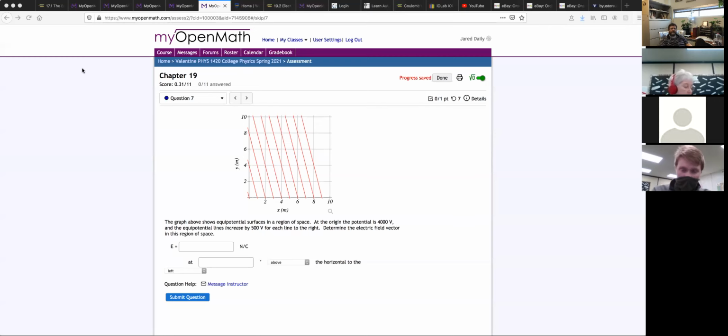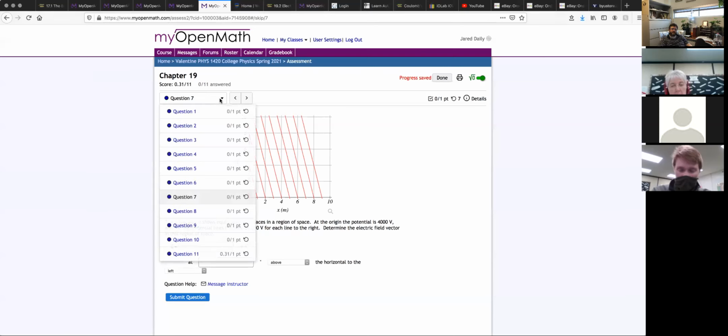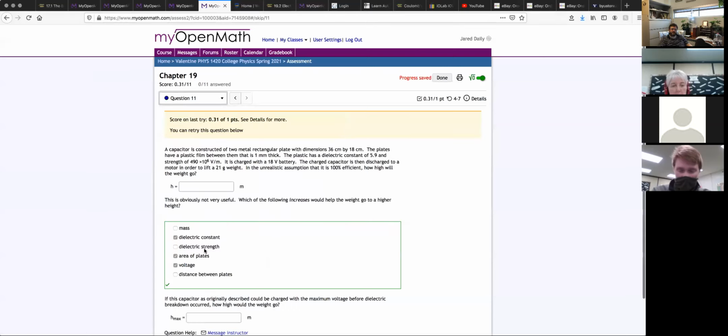We had one other question on 11. We had talked about that before, but we don't have the distance between the parallel plates. Rectangular plate with dimensions 36 by 18, the plates of plastic film between them. Yeah, the plastic film between them is 1 millimeter thick, so that's the distance between the plates. Oh, okay, that makes sense then.